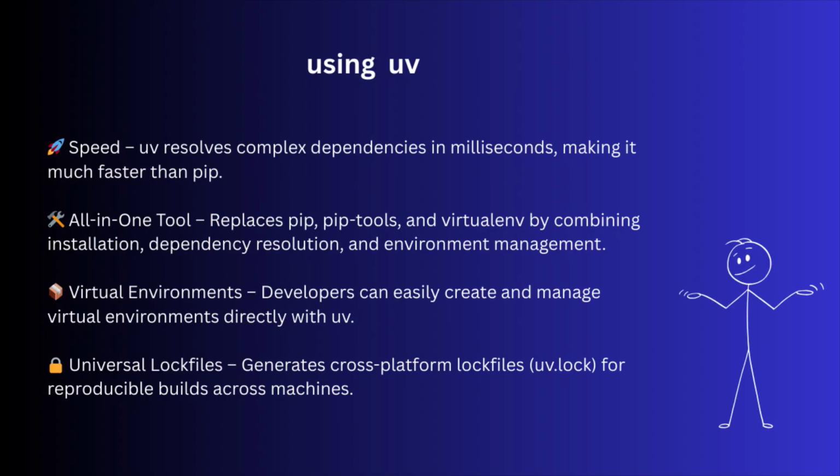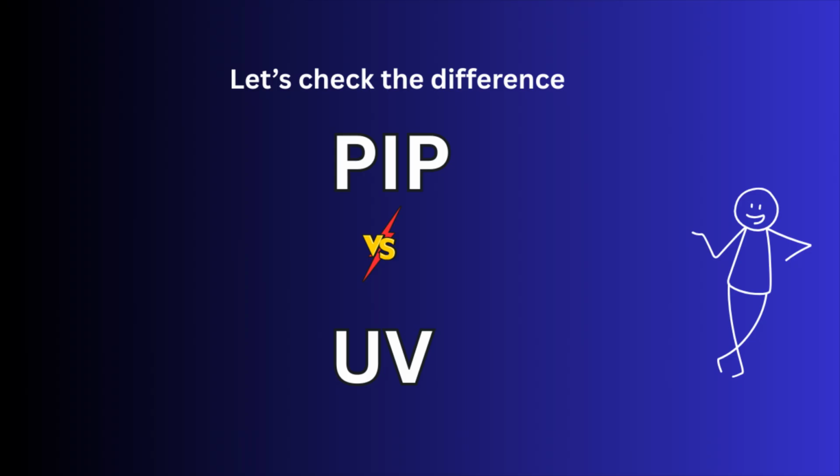But UV is designed as a replacement for pip, pip-tools, virtualenv, etc. It keeps the same familiar commands but runs significantly faster, resolving complex dependencies in milliseconds instead of minutes. With UV, developers can create virtual environments, install packages, and even generate universal lock files for cross-platform reproducibility. Unlike pip, which often requires multiple tools for full project management, UV provides an all-in-one solution for dependency installation, resolution, and environment management. Let's check the difference by setting up a project using pip and then using UV.